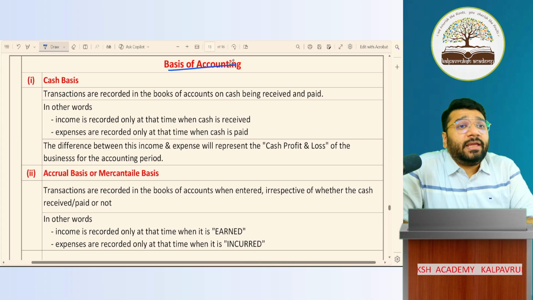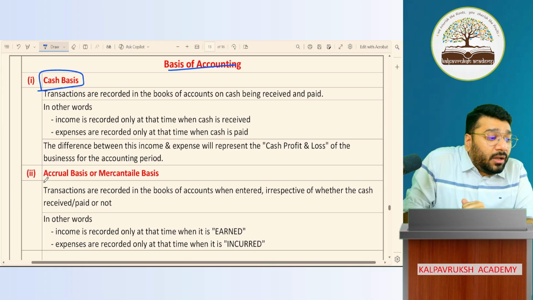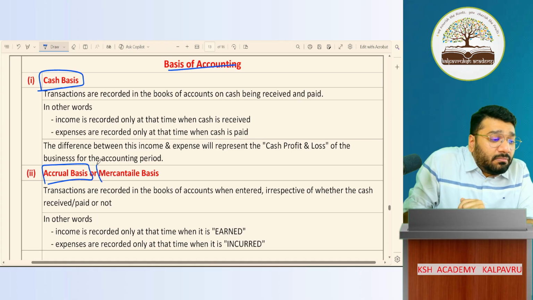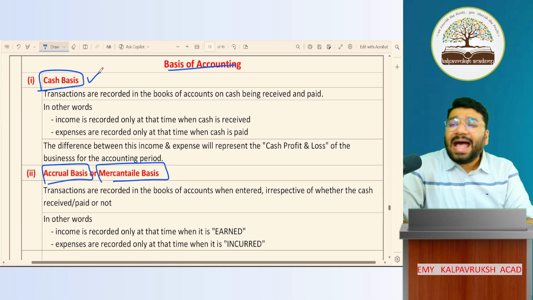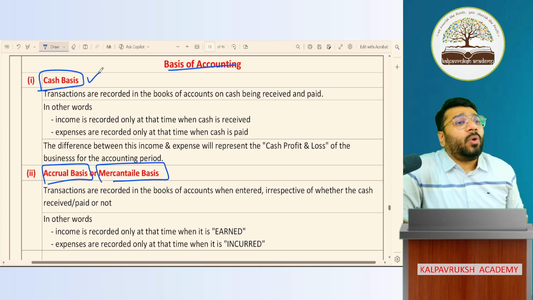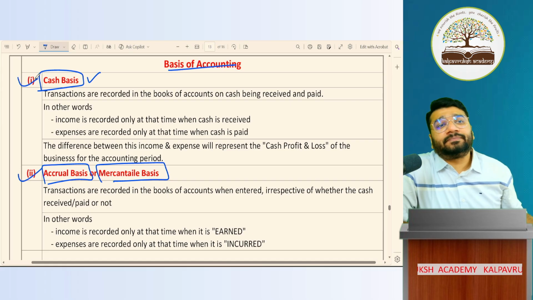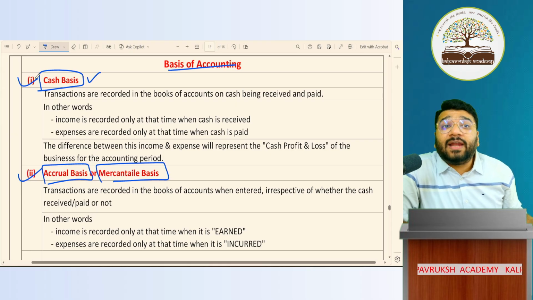Now, whenever you do accounting, you can either do the accounting on cash basis or you can do the accounting on accrual basis. Accrual basis is also called mercantile basis of accounting. So now, as an entity, you have an option to either follow cash basis of accounting or accrual basis of accounting. You have a choice.